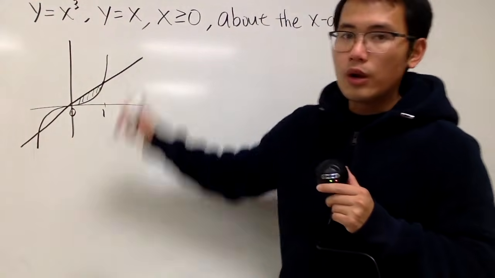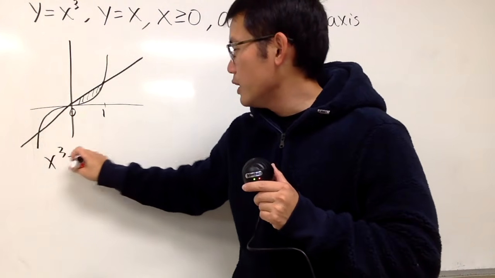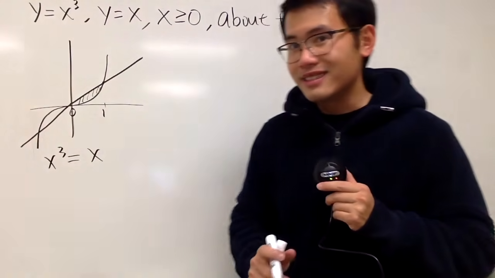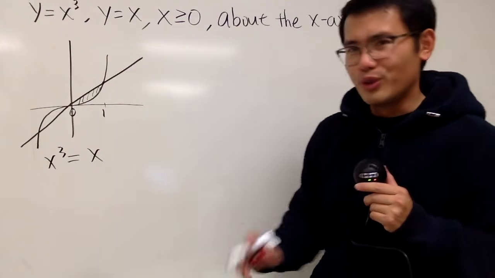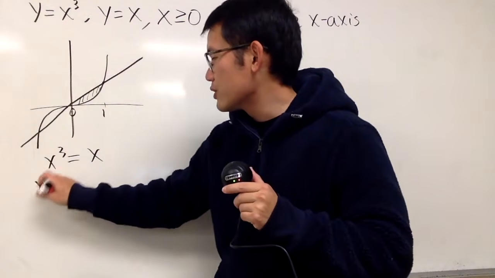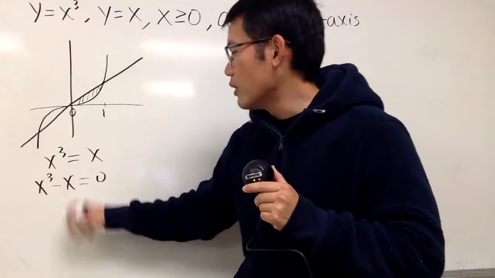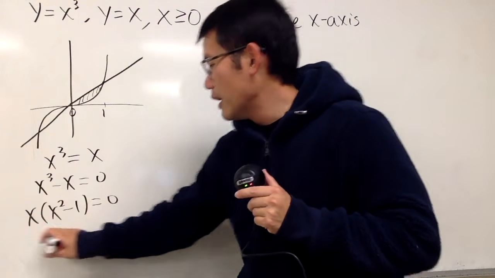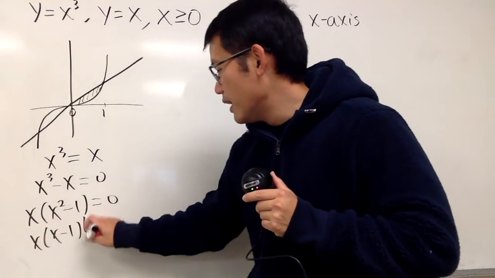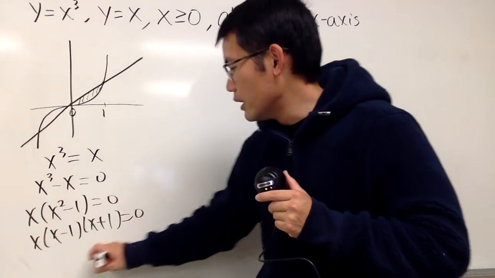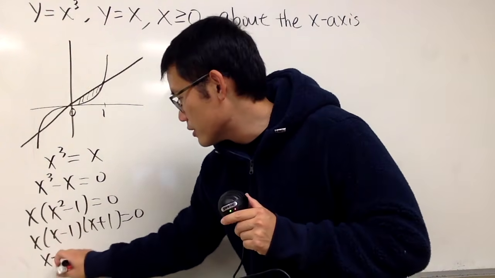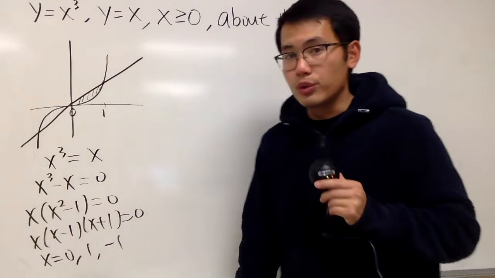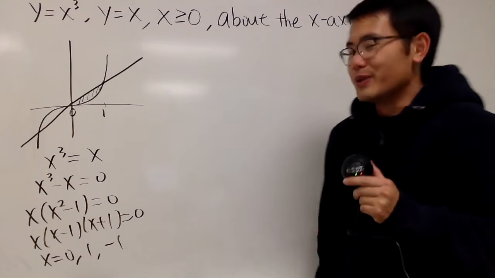How do we do it? Again, x cubed equals x. What you should do is not divide both sides by x. That's technically dividing by 0, no good. Move this to the other side, you get x cubed minus x equals 0. Factor out the x: x squared minus 1 equals 0, and x minus 1 times x plus 1 equals 0. So you see, the three intersections are at 0, 1, and negative 1, right? So that's the quick way to do it.